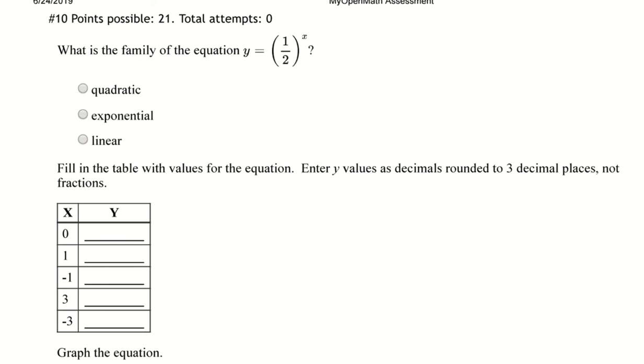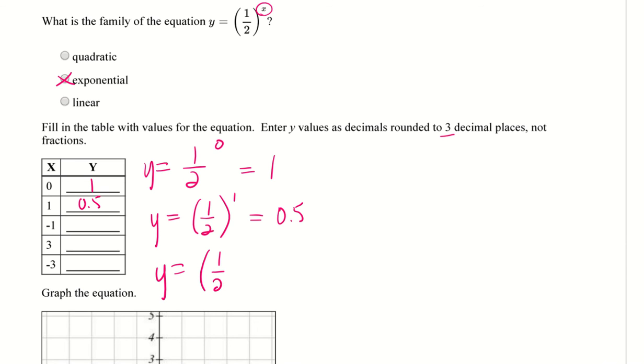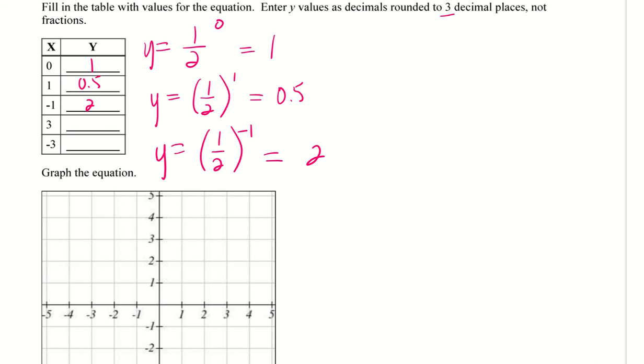So here we have exponential. I know it's exponential because that x is in the exponent. Now it's telling me to round to 3 places if I need to. Let's go ahead and plug in some of these numbers. If I plug in 1/2 to the 0 power, anything to the 0 power is 1. And then let's plug in 1. So that'll give me half, or 0.5. And then if I plug in negative 1, we can invert it, so it actually gives me 2. So when I'm graphing these, I have 0 and 1, then 1 and 0.5, and negative 1 and 2.